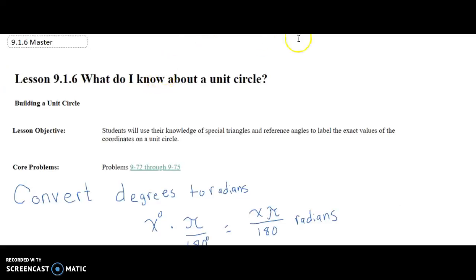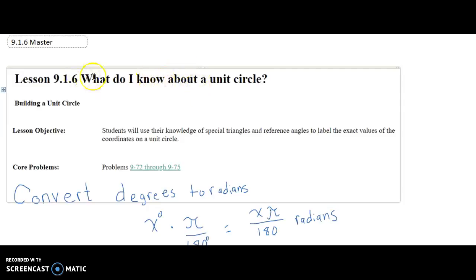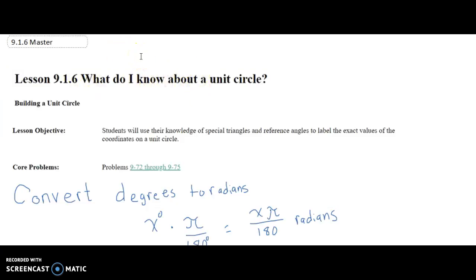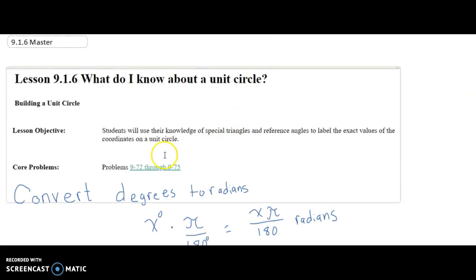Hi class, hopefully you're continuing to have a good day, and today we're going to be starting a new lesson, still dealing with the unit circle and exploring what the unit circle is. We will be looking at lesson 9.1.6, and the main objective is to look at special triangles and reference angles to be able to label the exact values of the coordinates of a unit circle. Core problems are 972 through 975.